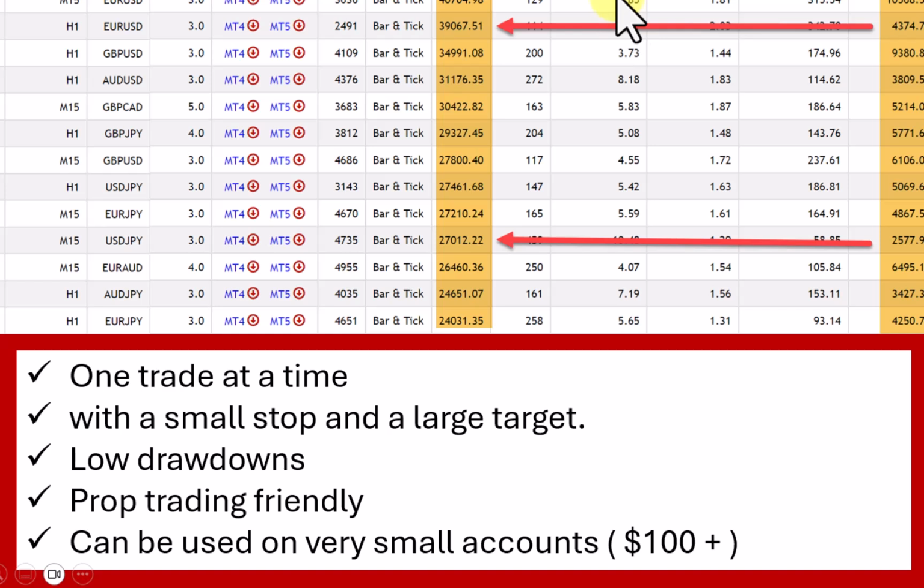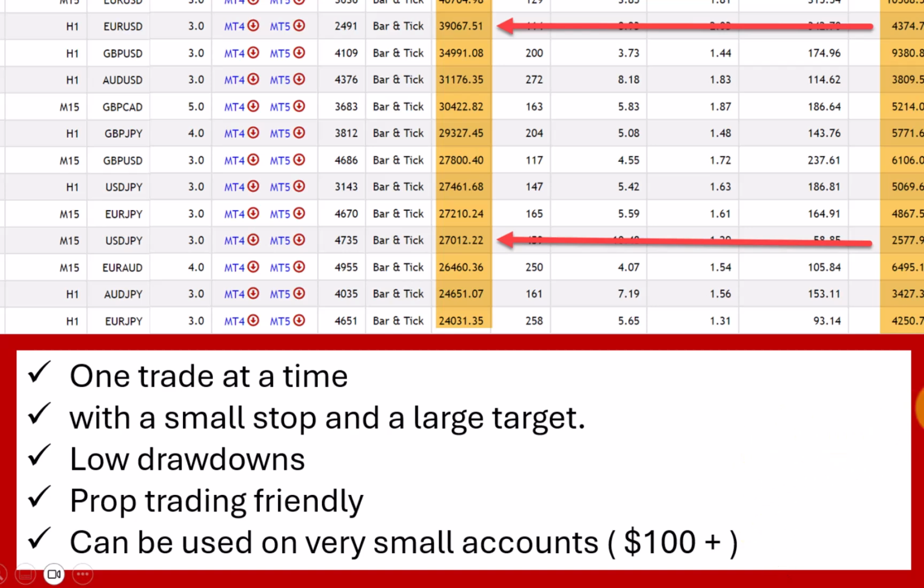The worst drawdown percentage that you can see here is about 3, so 9,000 on 34,000. It is very prop trader friendly because of the drawdown so low. It is ideal for prop trading, absolutely ideal. And the beauty is it can be used on very small accounts. Now, it can be used on accounts less than $100.